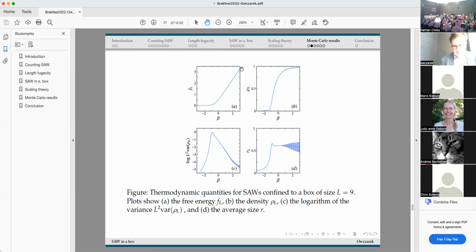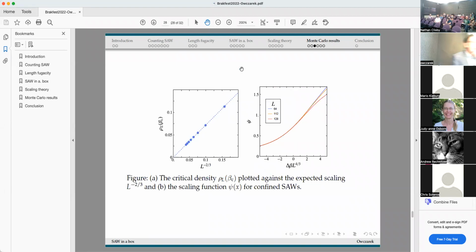So you can see that the overall generic behavior of the system is as you expect. Moreover, if you look at the critical density at beta c, it behaves exactly as you expect with the L to the minus 2/3. There's our simulation points, and they fit on a straight line. And the scaling function, okay, maybe for large values of the scaling variable, it's not so good, but it does seem to exist a scaling function as you would expect around the critical point.